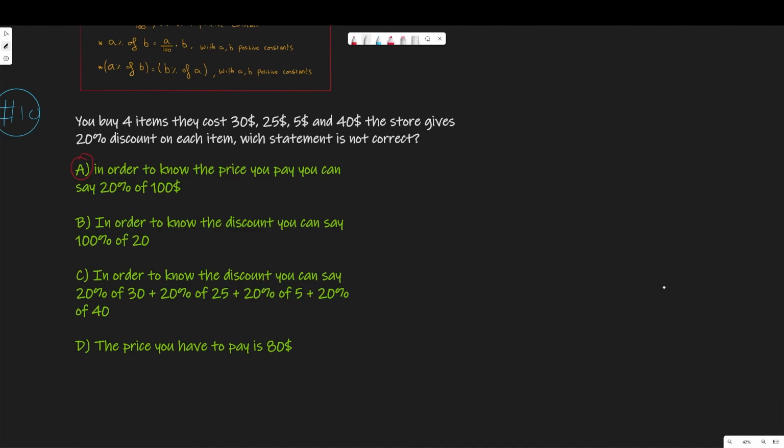For D, they say that the price you have to pay is $80. Well, we already calculated that the discount price is $20. So if we subtract 20 from 100, we'll get $80, and this will be the price you have to pay. So D is correct. So the only incorrect statement is just A, and this will be our answer, because they want the incorrect statement like this. And this is our answer.